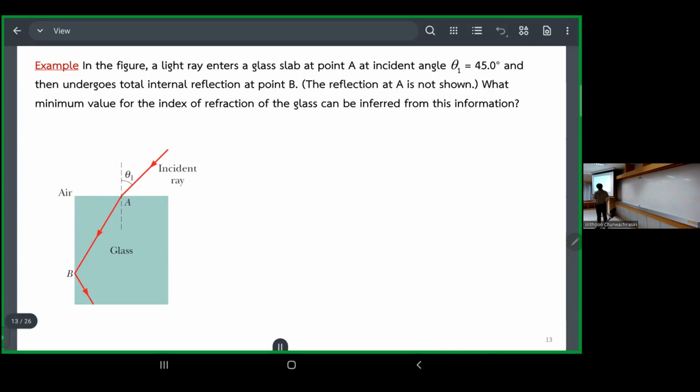In the figure, a light ray enters a glass slab at a point A on the top, with the incident angle given as 45 degrees, and then undergoes total internal reflection at point B on the side. What minimum value for the index of refraction? They want you to figure out the n value of the glass that can be inferred from this information. Give it a shot.